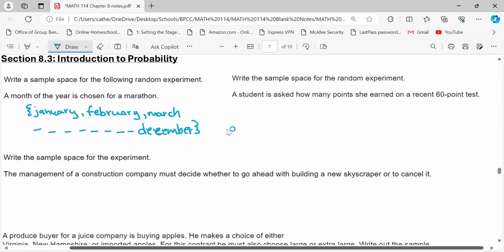Student is asked how many points she earned on a recent 60-point test. Okay, so you can earn 0 would be the lowest, 1, 2, all the way up to 60 would be the max. So these 3 dots in the middle are called ellipses. It means it includes all the numbers in between. So she would have scored anything from 0 to a 60 on a 60-point test.